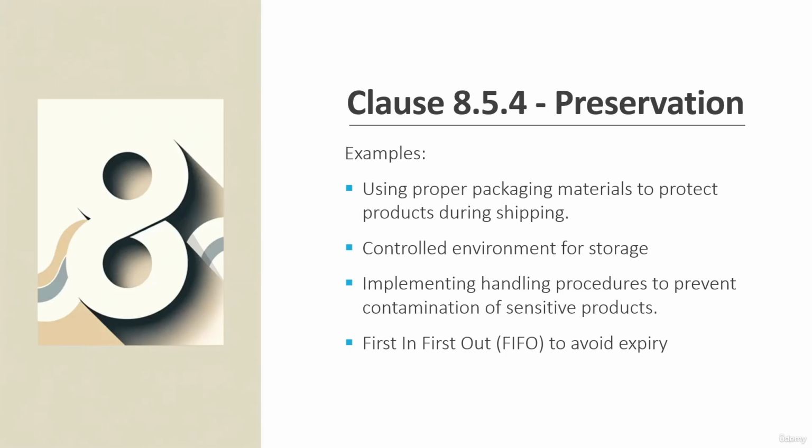Another approach for preservation will be first in, first out. So the product which is produced first should be shipped out first. That way, you will avoid an old product being in your facility and getting obsolete. So these are the aspects related to preservation which you need to implement as a part of product and service provision. So with this, now we are left with two more sub clauses, 8.5.5 and 6. Let's talk about them in the next video.